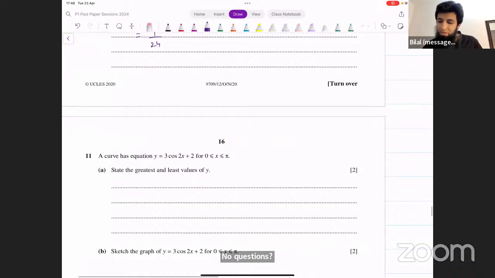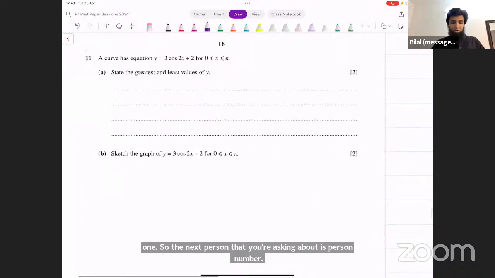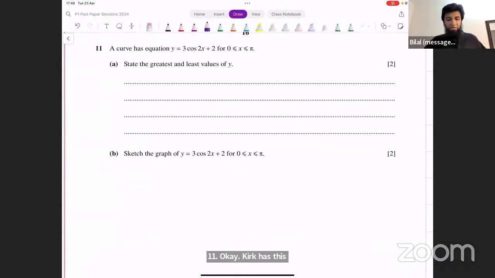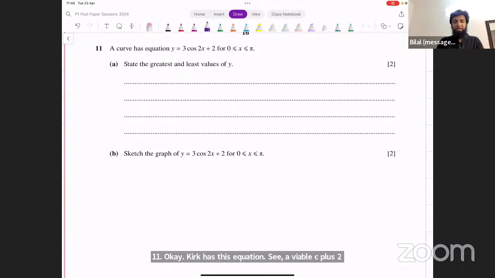So the next question, the question that you're asking about, is question number 11. Okay, the curve has this equation: y equals 3 cos 2x plus 2 for x between 0 and pi. What we need to do is state the greatest and least values of y. Now, how can we do that?